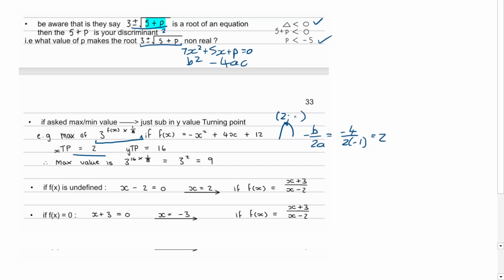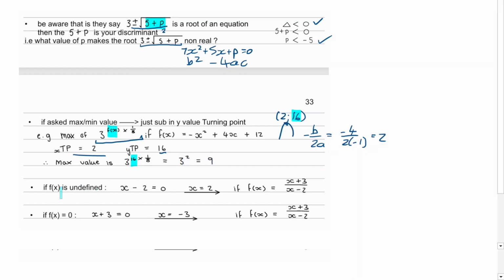And then to work out a missing letter in any graph question, you sub in 2 into the x's, and that spits out your answer of 16. That means that the max for this question is 16. That means that the max of f(x) is 16. So wherever there's an f(x), to get the max, I just put 16. And then it just becomes simple maths. It's just 3 to the power of 16 times the 8th. Those will cancel, leave you with 2. It's just 3 squared, which is 9.